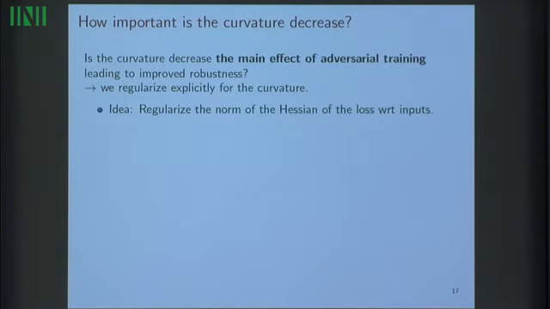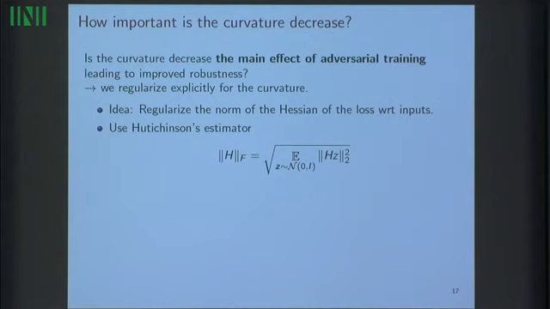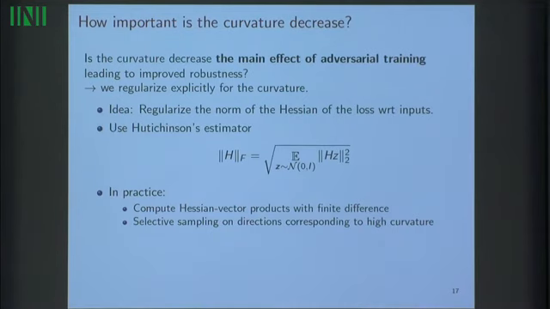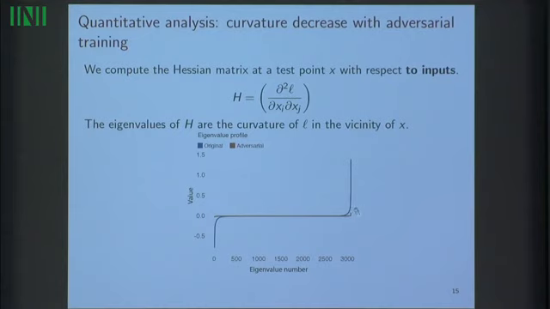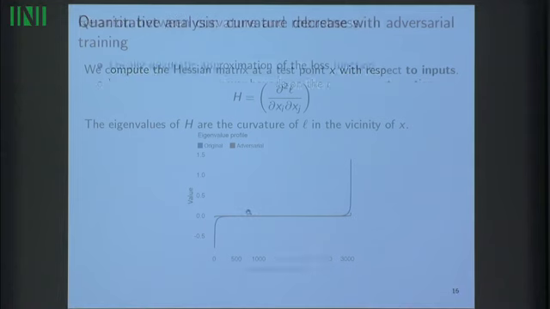In order to do this, we regularize the norm of the Hessian with respect to the inputs. But obviously the Hessian is a high dimensional matrix that is hard to work with. So instead of regularizing the Hessian directly, we use this estimator here that only needs Hessian vector products. In practice, we computed this Hessian vector product using finite difference. Note that if we want to compute this, we need to sample from this normal distribution here. But what we did in practice is leverage the sparsity of the curvature in order to sample only in the directions that lead to high curvature, and not sample across all directions. Okay.